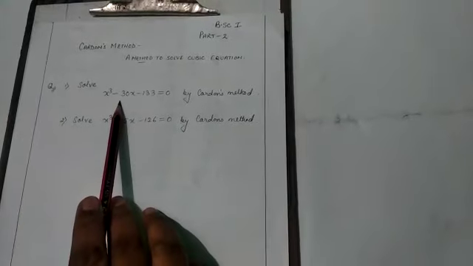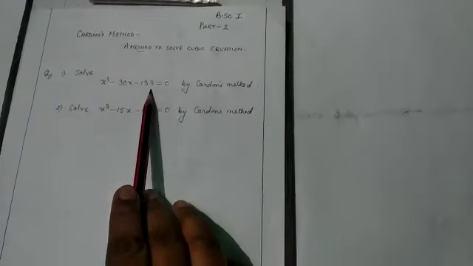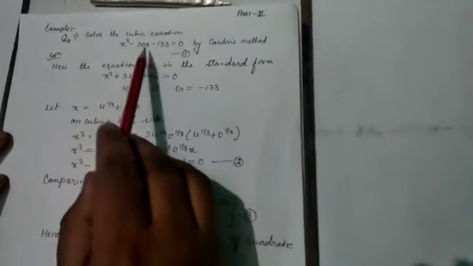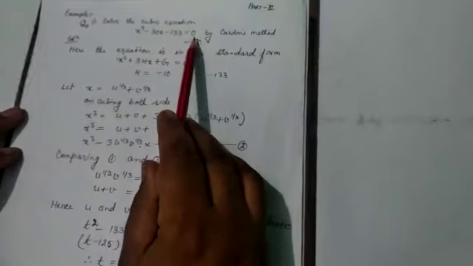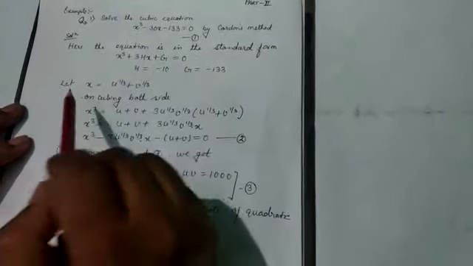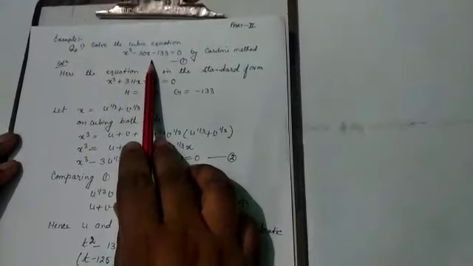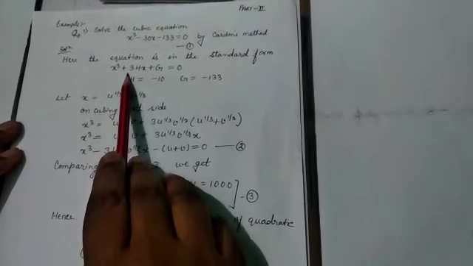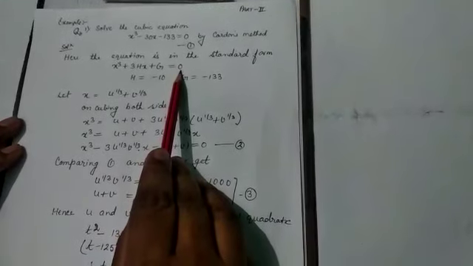The first one is x cube minus 30x minus 133 is equal to 0. We have to solve this by Cardan's method. Let x cube minus 30x minus 133 is equal to 0 be equation 1. Here you can see the term x square is missing. The equation is in the standard form, that is x cube plus 3hx plus g is equal to 0.